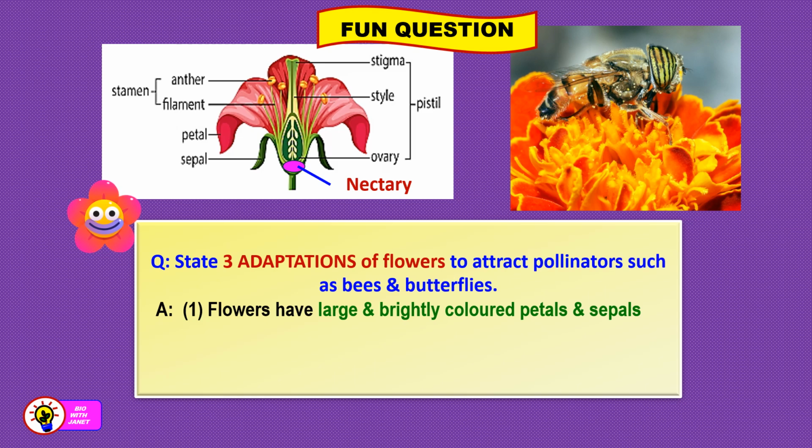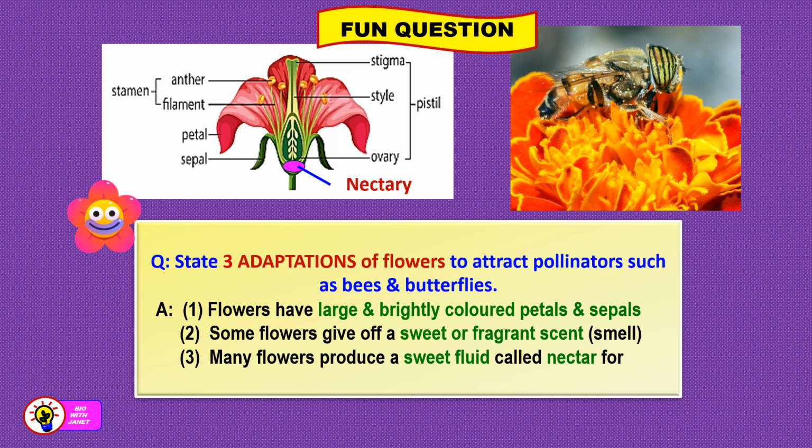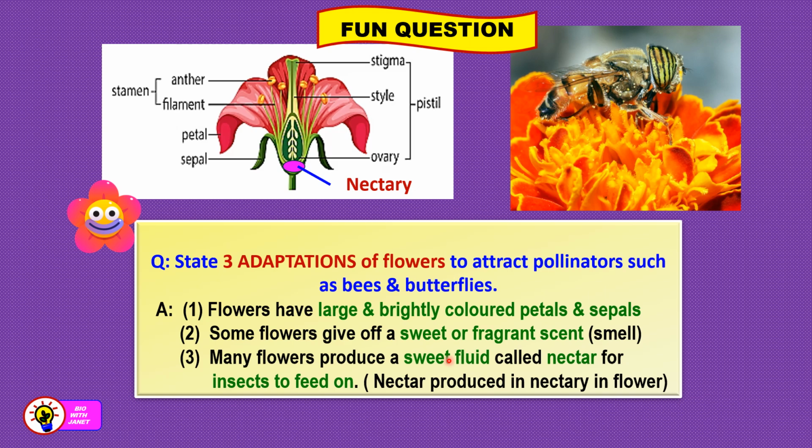So colors like bright yellow and red, right, to attract the insects. Secondly, some flowers give off a sweet or fragrant scent or smell that can attract the insects. For example, the lavender flower and the rose flower give off a sweet, fragrant smell. Thirdly, many flowers produce a sweet fluid called nectar for insects to feed on. So this is the third attraction. It is a secret of the flowers.